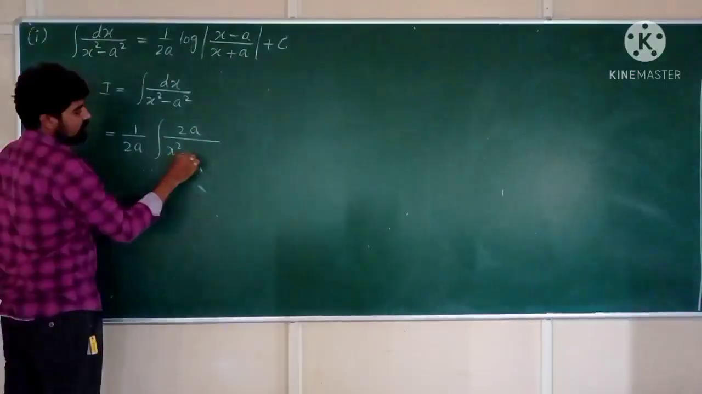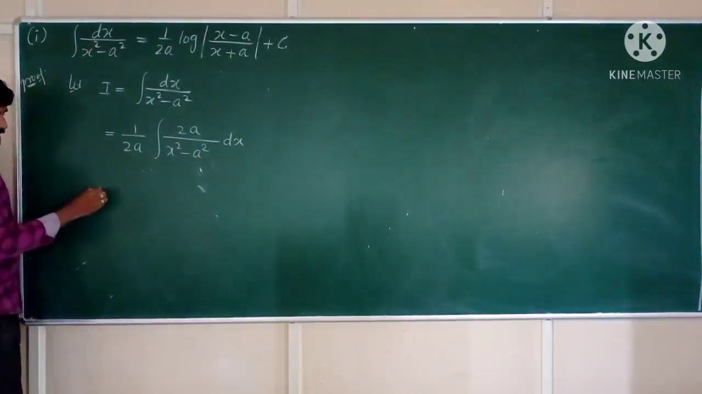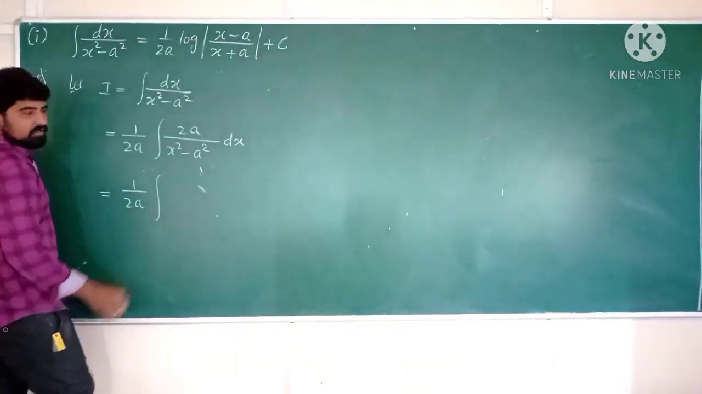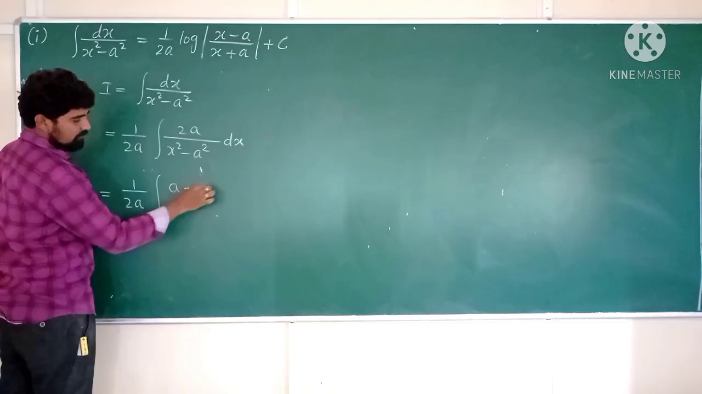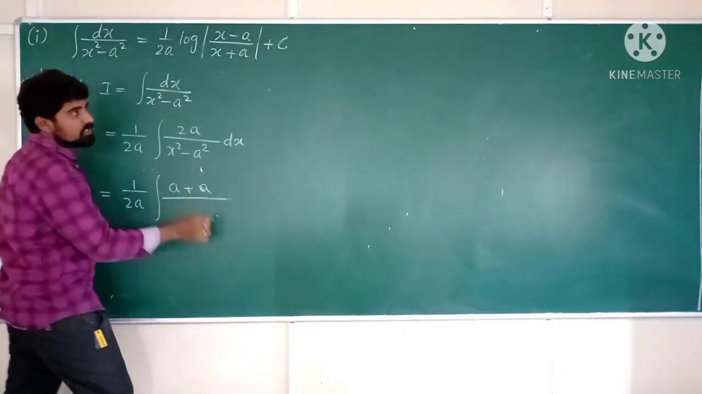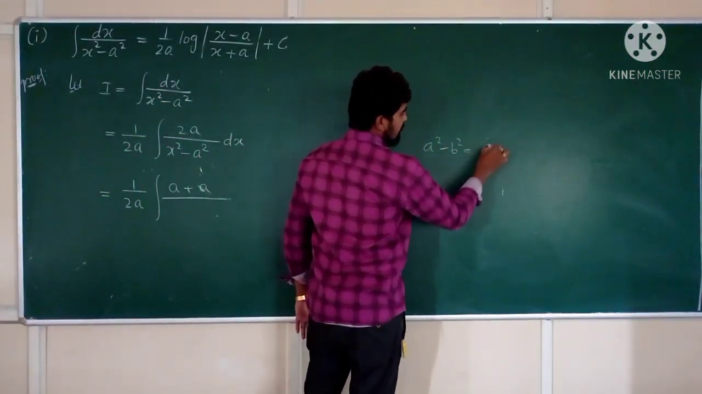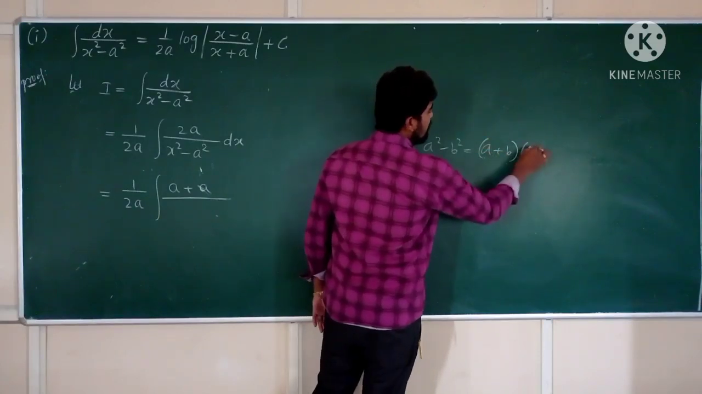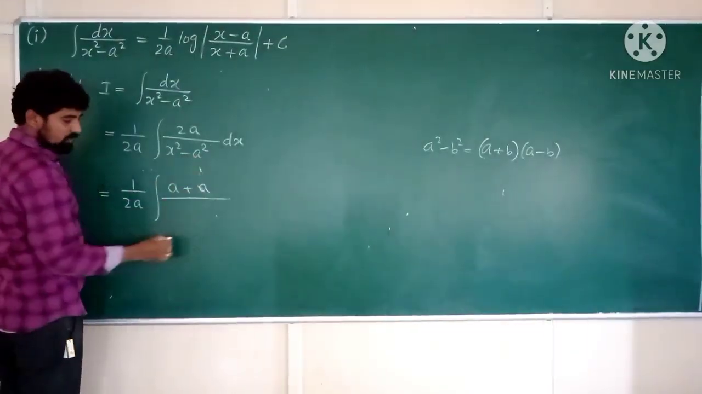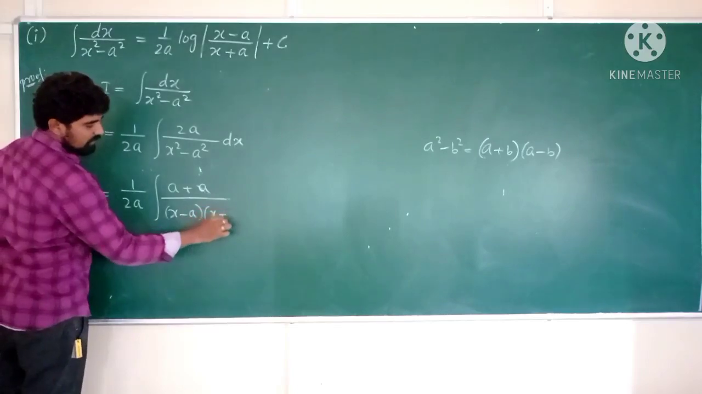So divide by 2a and multiply by 2a, divided by, as it is, x square minus a square with respect to x dx, which is equals to 1 by 2a integration of 2a can be written as a plus a divided by x square minus a square. By using the formula a square minus b square can be written as a plus b into a minus b, similarly, x square minus a square can be written as x minus a into x plus a.